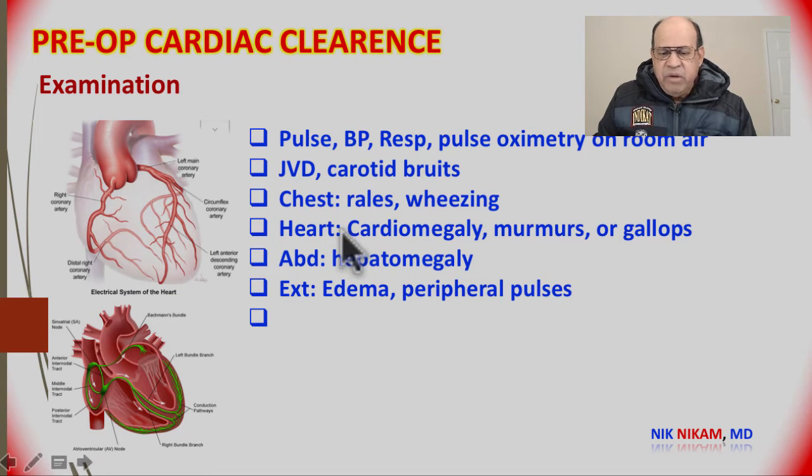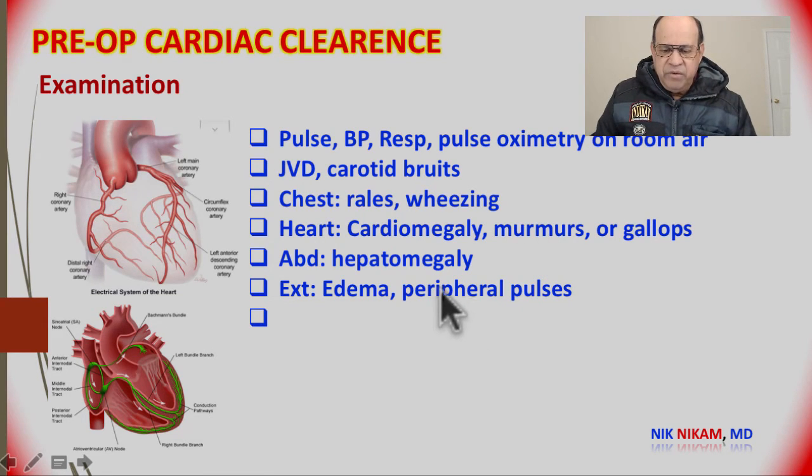We have to examine the heart. Look for cardiomegaly. Does this patient have murmurs, gallops? If the patient has a murmur, what kind of murmur? Is the murmur grade 3 or 4? If so, then we need to know what kind of valvular problem this patient has.